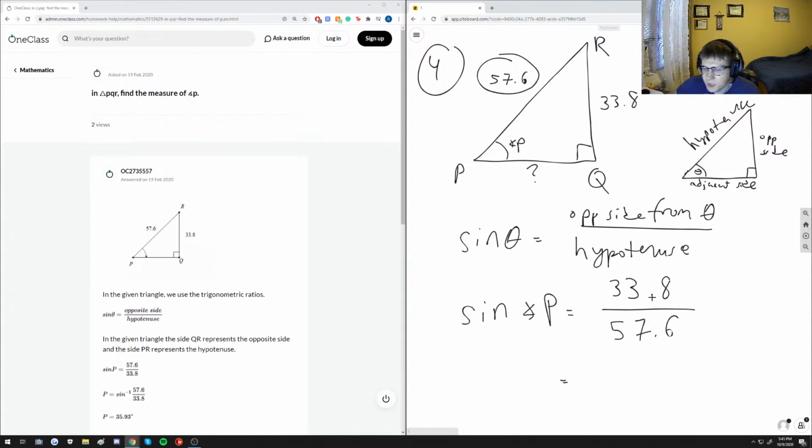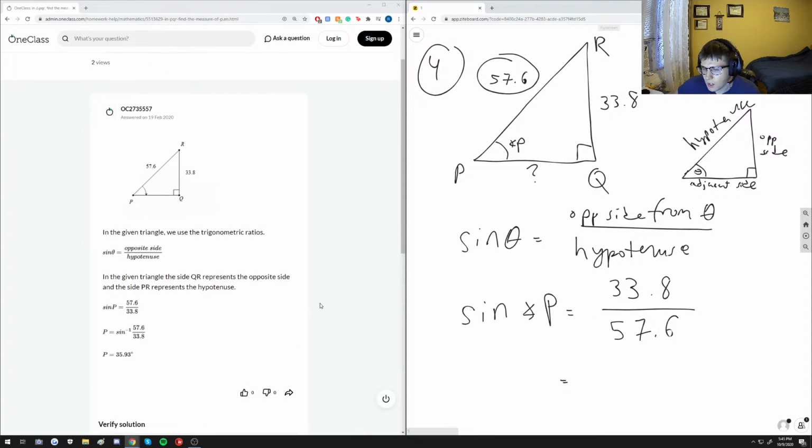So if we were to evaluate this just by dividing the two values, we would get some sort of decimal. But in order to get angle P by itself, we have to take the sine inverse on both sides. So to get rid of this sine that's attached to this angle P, we have to take the sine inverse, canceling out the sine, and then do the same thing on the other side. So what we're going to get is angle P is equal to the sine inverse of 33.8 over 57.6.